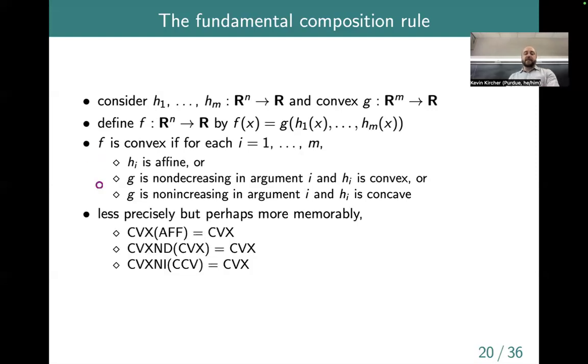And so another way to remember this, it's a little bit less precise, but maybe more memorable: a convex function of an affine function is convex. This one is very useful. A convex non-decreasing function of a convex function is again convex. This one also comes up all the time. This case doesn't come up quite as often in my experience, but again, it can be useful. So a convex non-increasing function of a concave function is convex.